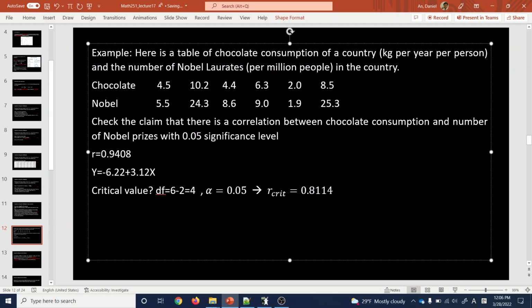Yes, you have a question? Yes, how did we know that alpha was 0.05? How do we know that? It says right here, 0.05 significance level. Okay. Any other question?